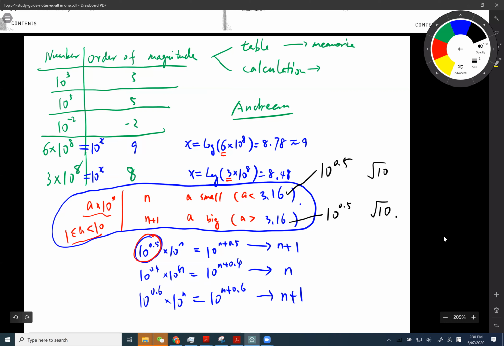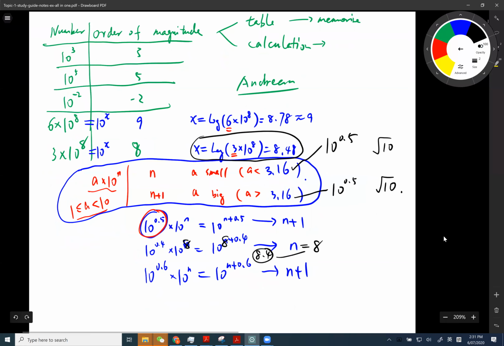That's 10 to the power 0.4. For example, here 8. You just got 8.4 as the power. You just say 8. The order of magnitude is just 8. Because we always round it down. It's like this. You got 8.48. You don't need to round up. The order of magnitude is just 8. Yeah, any number, any number.